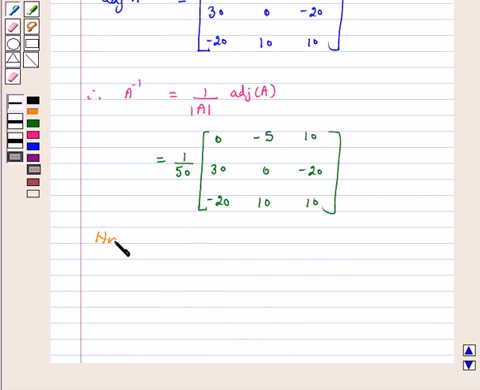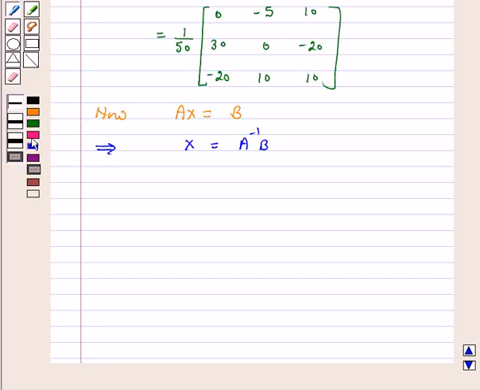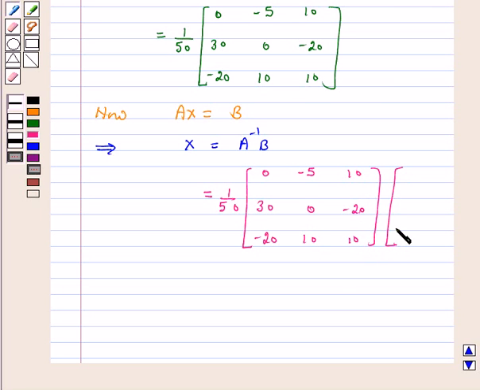Now, AX is equal to B implies X is equal to A inverse B. Therefore, our X is equal to A inverse, which is 1 over 50 times the adjoint matrix, into B, which is equal to (60, 90, 70).